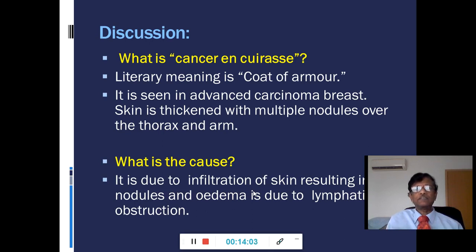What is cancer en cuirass? It is seen in carcinoma breast. You are right. The literal meaning is a coat of armor. It is seen in advanced carcinoma breast. So the skin is thickened with multiple nodules over the thorax and arm. What is the cause? It is due to infiltration of the skin resulting in nodules, and the edema is due to lymphatic obstruction. Right.